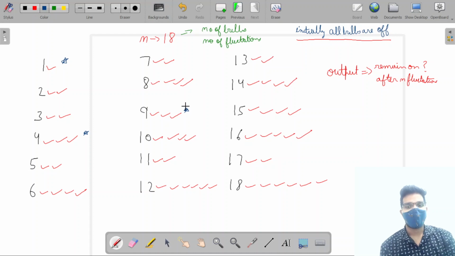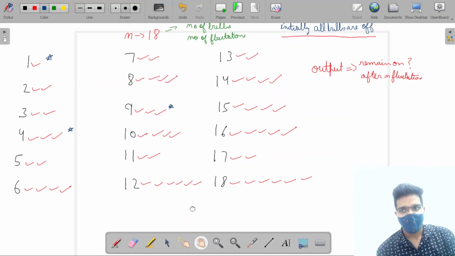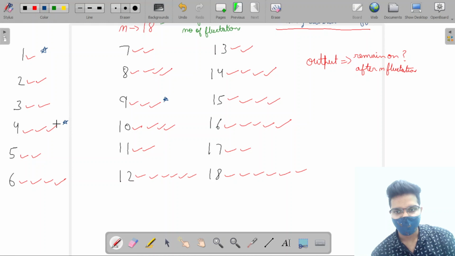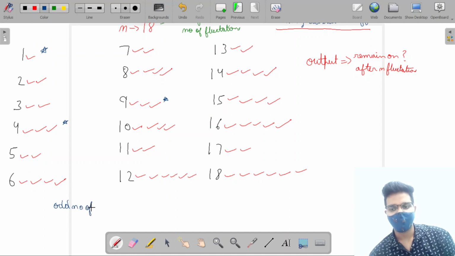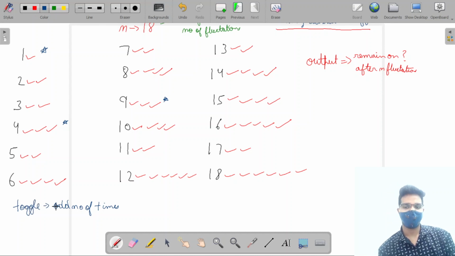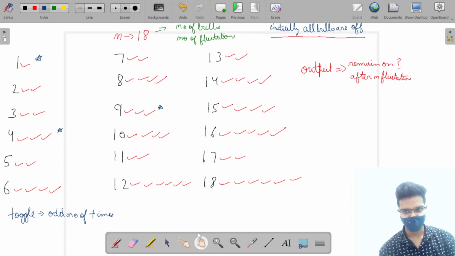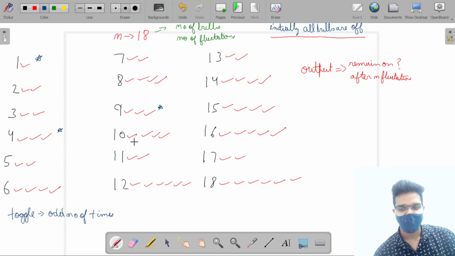So can you notice a pattern here? As we can see, wherever there is an odd number of fluctuations, or you can say whichever bulb got toggled an odd number of times, that means it will remain on. Okay, that's fine. So for 10, as you can see, 10 got toggled an even number of times, so it will not be in our answer.